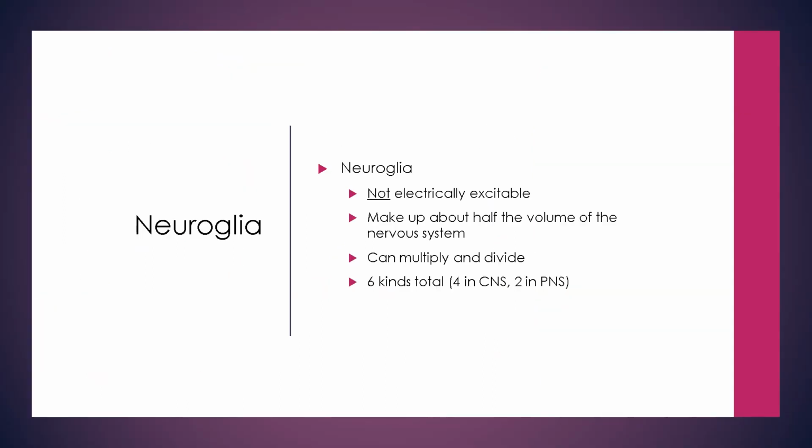Moving on to neuroglia. Now, neuroglia make up about half of the volume of the nervous system. Neuroglia are a lot smaller than neurons, but they are 5 to 25 times more numerous than neurons. There are 6 different kinds of neuroglia: 4 in the central nervous system and 2 types in the peripheral nervous system.